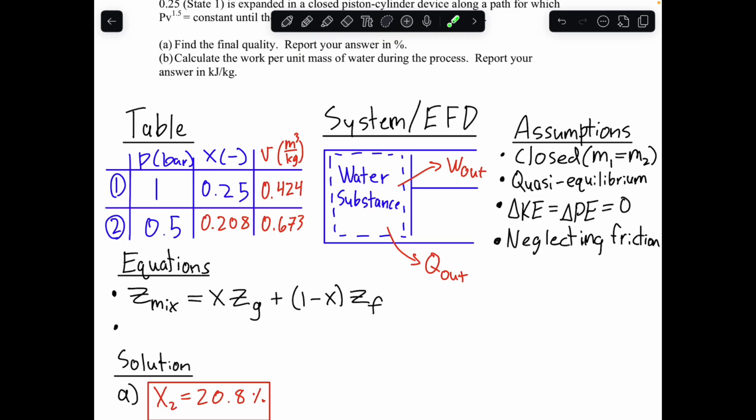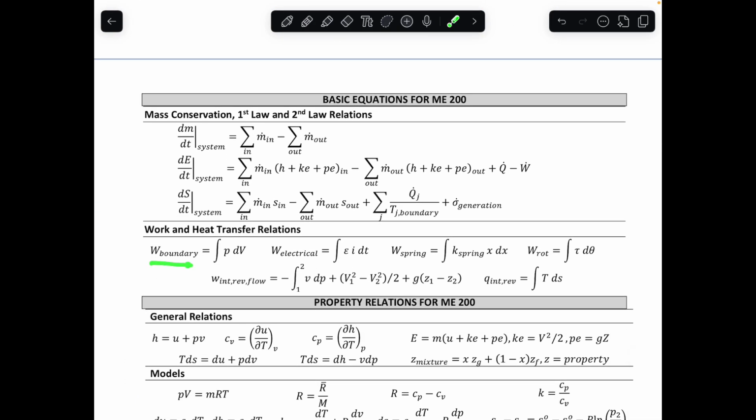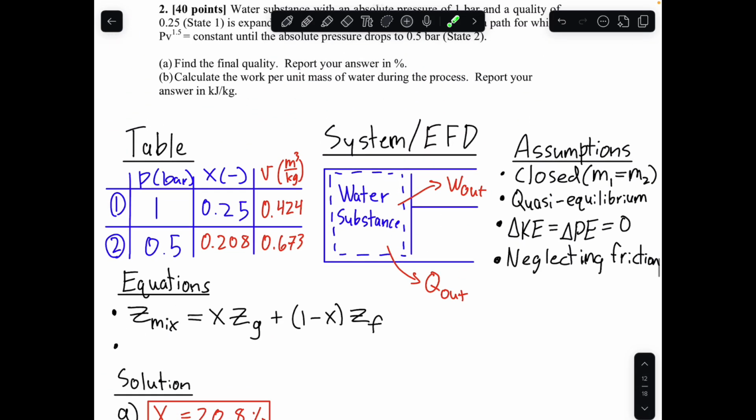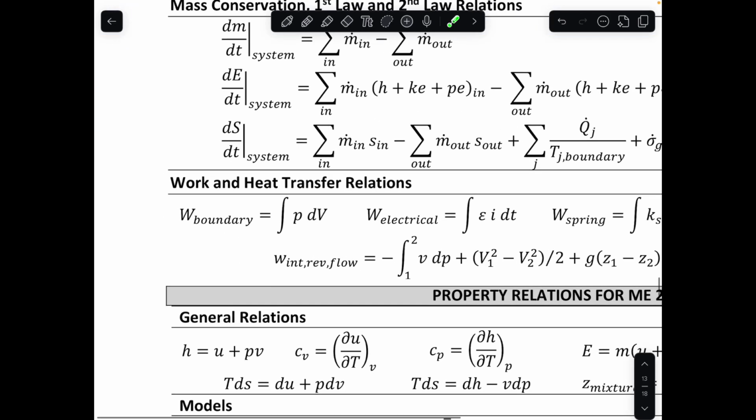So let's scroll down to our equation sheet real quick and determine what that will be. Remember, we have all of our possible values for work here, but we don't have any electrical work or any springs or any rotation of any shafts or anything like that. So the only work that we're going to be focusing on is the boundary work, or the PDV work that the water is doing on the piston. So as this water moves this piston to the side because of its pressure, the volume is going to change, and that will be our boundary work, or our PDV work that we see here.